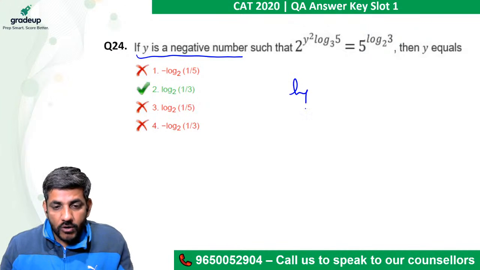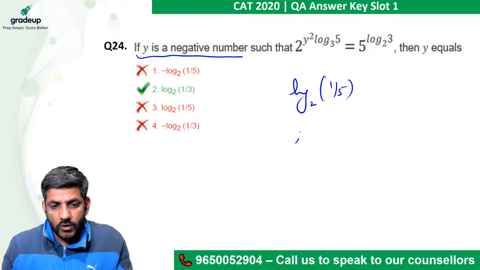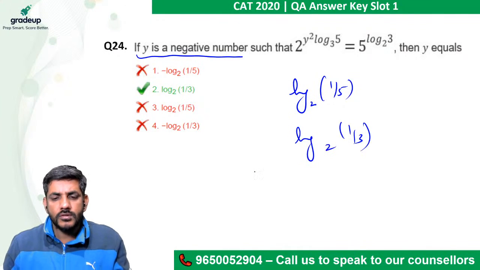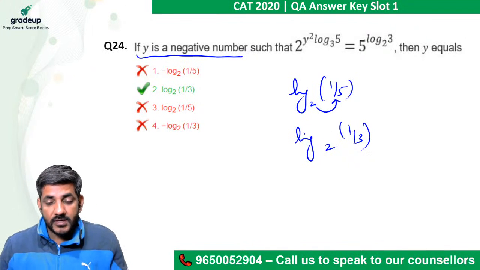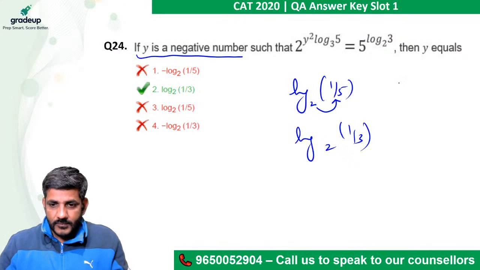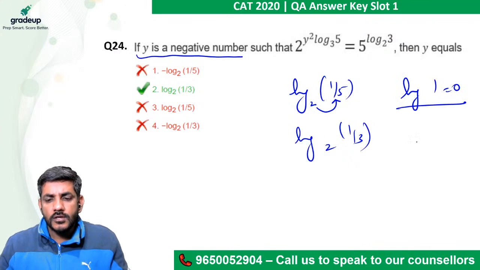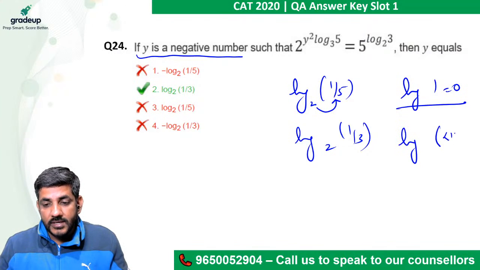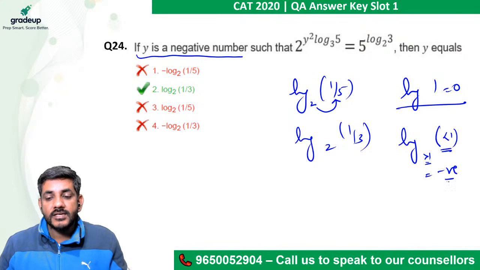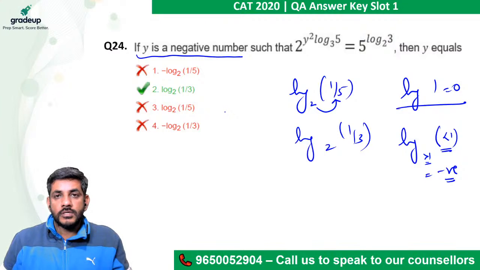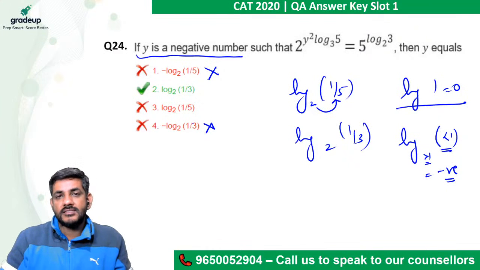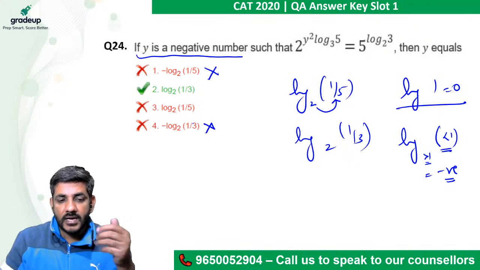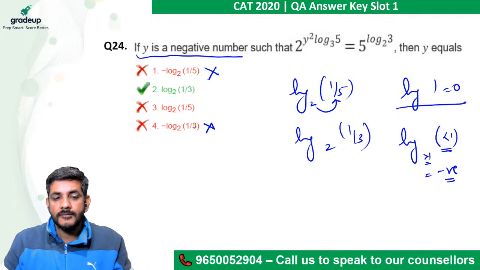So when I say log of 1 by 5 with base 2 or log of 1 by 3 with base 2, one thing is straight away clear, that 2 to the power something is a number less than 1. We all know that log 1 is equal to 0. So whenever this number is less than 1, and the base is greater than 1, it always gives you negative values. It always gives you negative values, and therefore only these two options could not have been the answers, because he is saying y is a negative number and in these two options y comes out to be a positive number, right?